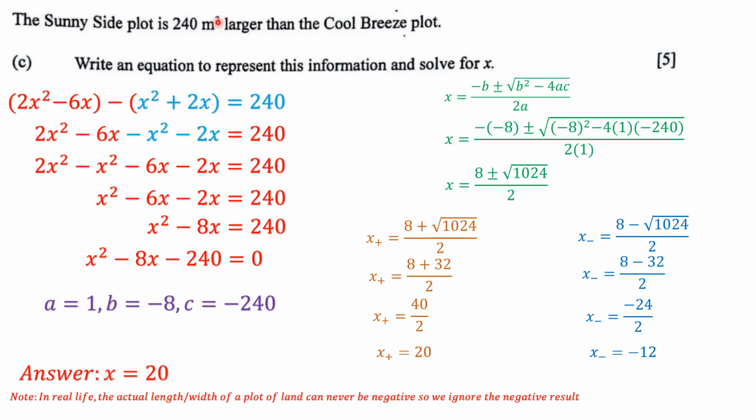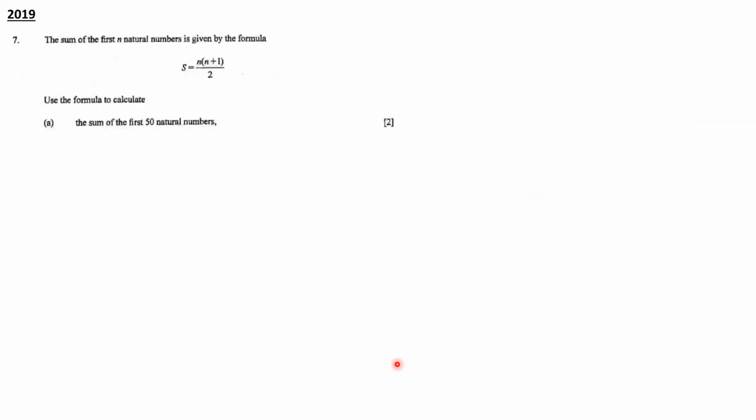dealing with a real life situation here with an actual literal length and width and plot of land. So those things are not negative. So we have to deal with the positive value of x, and we ignore the negative value of x. All right, so x is equal to 20.